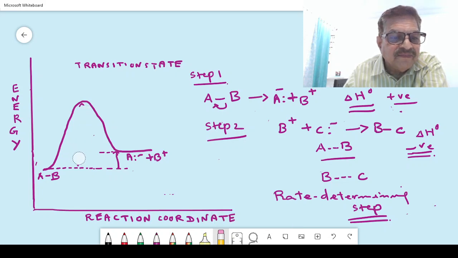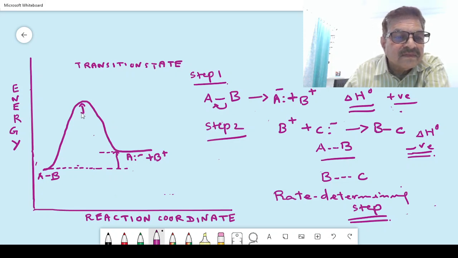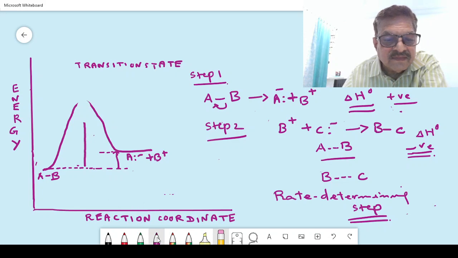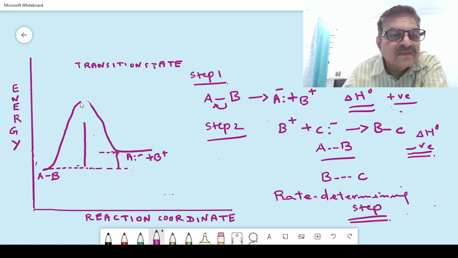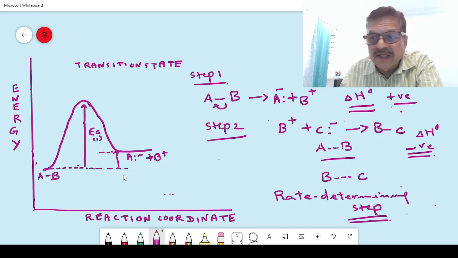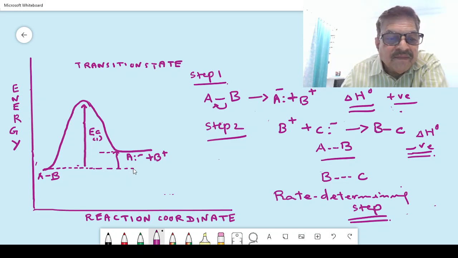This should be a straight line. Okay, roughly I will be showing you. This is EA1, we can say the energy of activation 1. Now here, this will be the delta H1. That is for step 1.